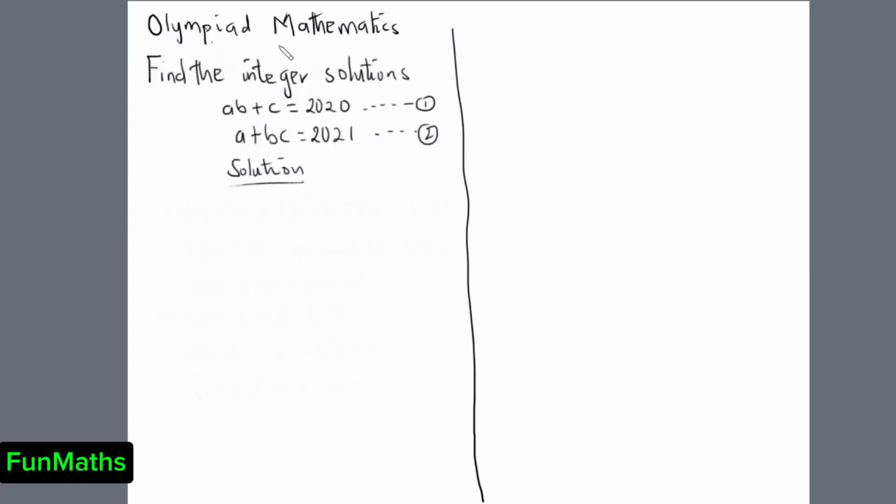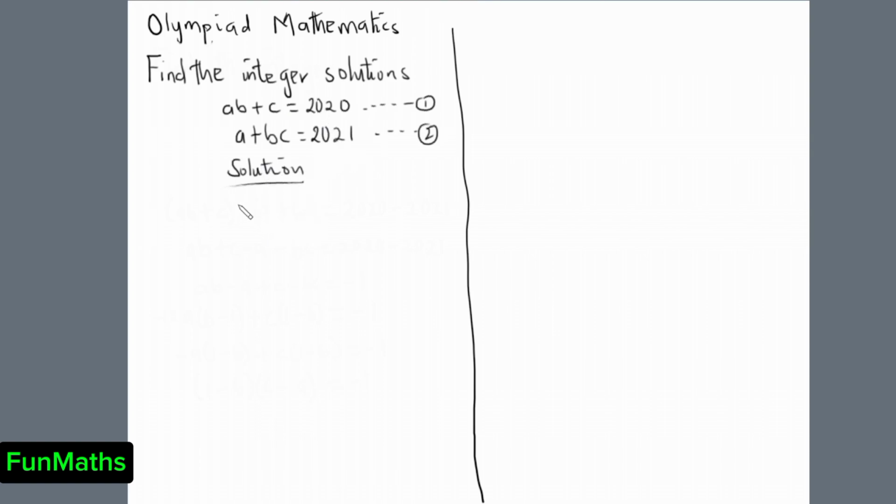Today we are looking at this Olympiad mathematics question. It says find the integer solutions. I already labeled them as equation 1 and equation 2. Equation 1: AB plus C is 2020. And equation 2: A plus BC is 2021.